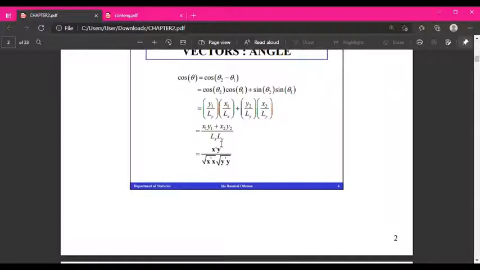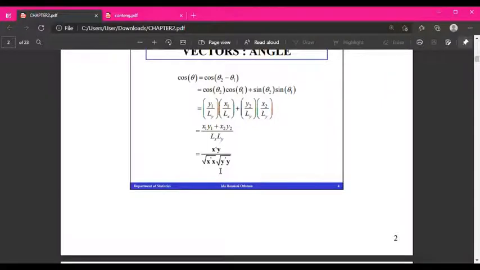We can use this formula: the transpose of matrix X multiplied by the matrix of Y, divided by the length of X multiplied by the length of Y.